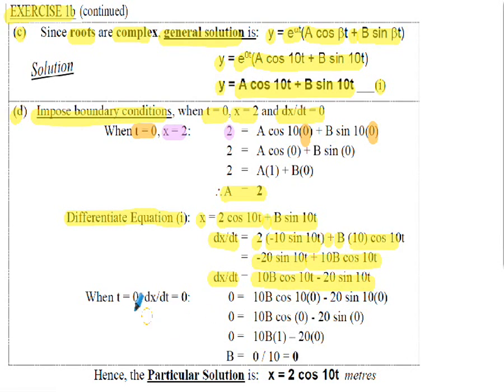Now imposing the boundary conditions, when t is equal to 0, dx by dt is equal to 0. So placing a 0 wherever it says t, we get 0 on the left hand side because the dx by dt is equal to 0 in this case. Evaluating, we find that B is actually 0 for this particular exercise. So simplifying, our particular solution becomes x is equal to 2 cos of 10t, and the unit is the meter.